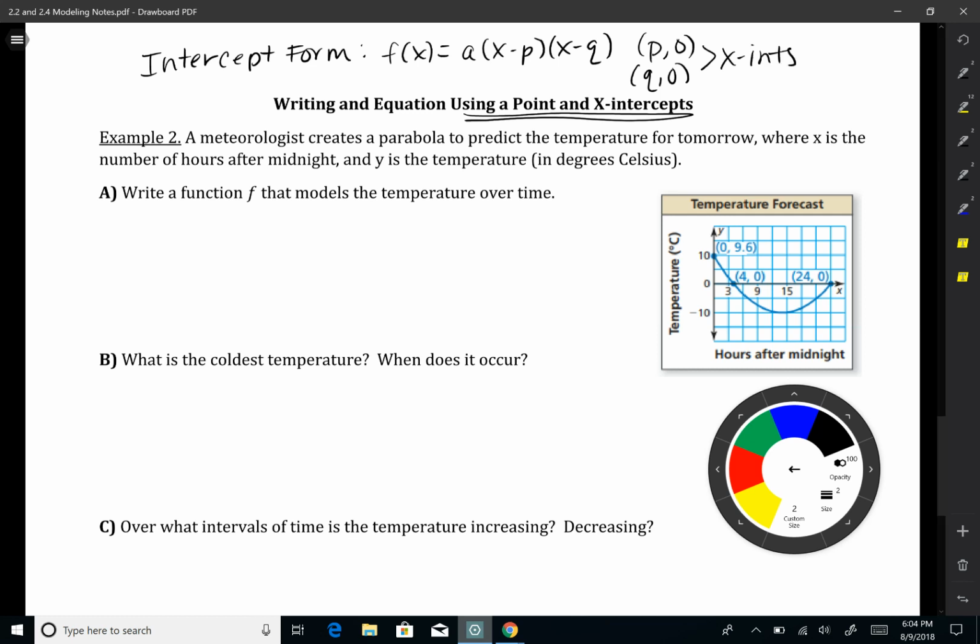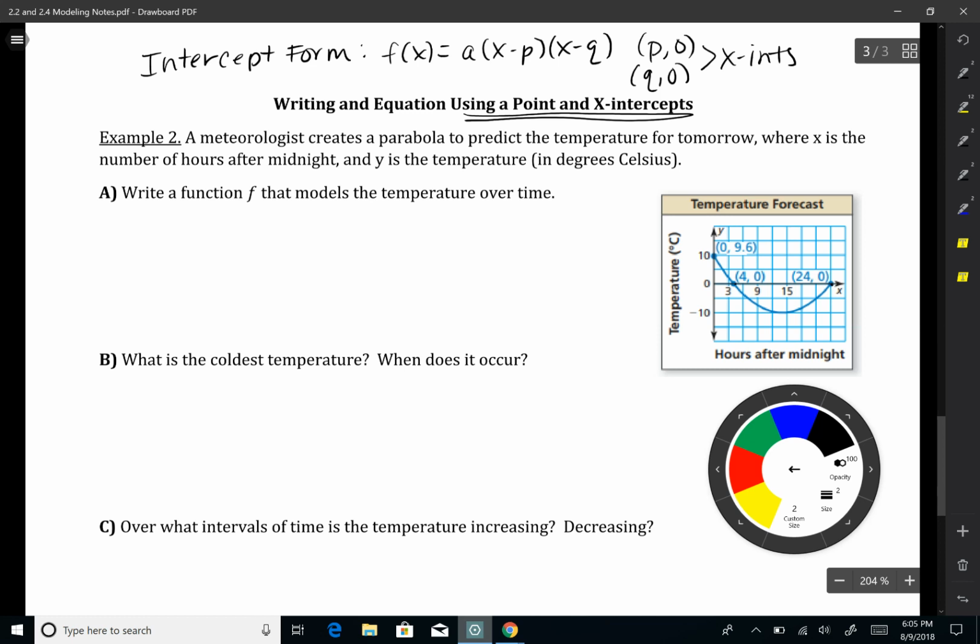The situation here is a meteorologist creates a parabola to predict the temperature for tomorrow, where x is the number of hours after midnight and y is the temperature in degrees Celsius. So if we look at this, our first point on here is (0, 9.6). So that would be at midnight, because 0 would represent 0 hours after midnight. The temperature is 9.6 degrees Celsius. Then 4 hours after midnight, the temperature is 0 degrees Celsius. And again, 24 hours after midnight, it's 0 degrees Celsius.